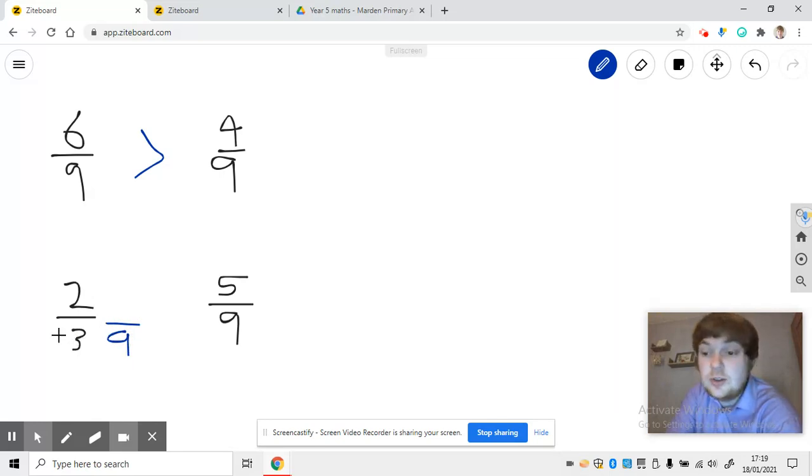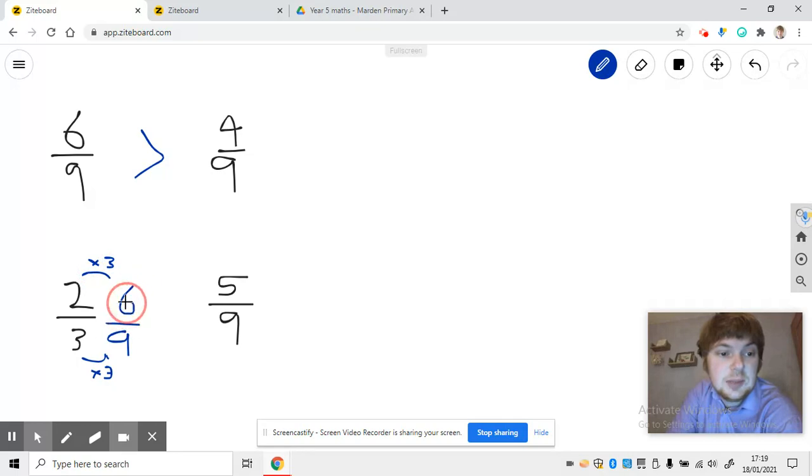So we're starting to find the equivalent. So because I've now multiplied that by 3, I do the same on the top, because whatever we do to the denominator, we do to the numerator. So 2 multiplied by 3 is 6. So what I can see now I've got is that 2/3 is actually equal to 6 9s. So therefore, 2/3 is greater than 5 9s, because 2/3 is 6 9s.